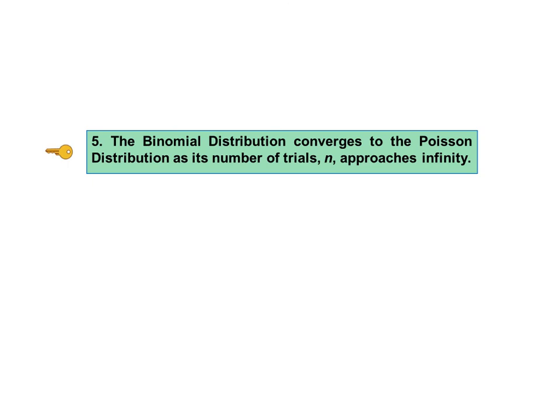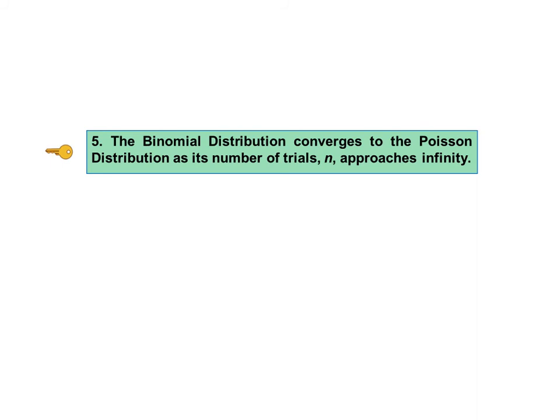Key to understanding number 5 says the binomial distribution converges to the Poisson distribution as its number of trials, n, approaches infinity. One could say that the Poisson distribution is a limiting case of the binomial distribution, or that the binomial is a special case of the Poisson.